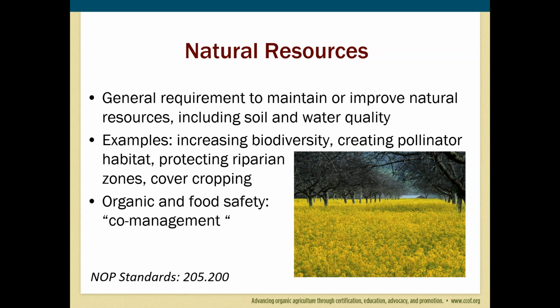So planting hedgerows to increase biodiversity, planting flowering plants to attract pollinators, and maintaining vegetation along riparian zones to protect and stabilize those areas, and then cover cropping to improve the soil. There are also a lot of great resources available on natural resource management for organic farms, including some great opportunities for technical assistance and funding to implement conservation practices. So I'll share those in the links at the end of the presentation.